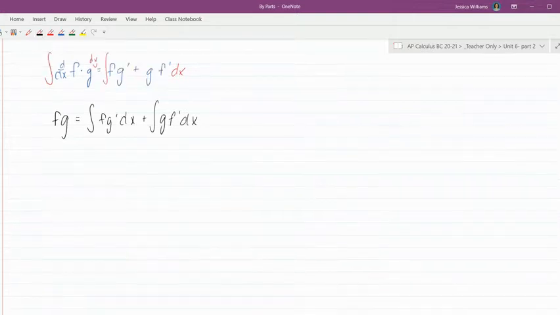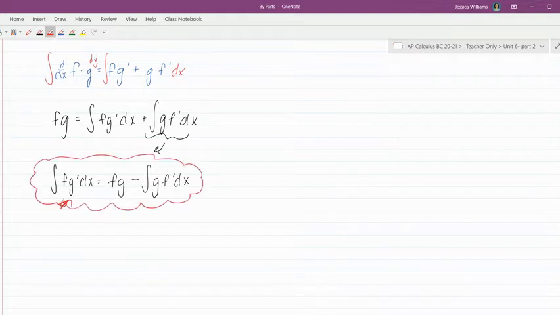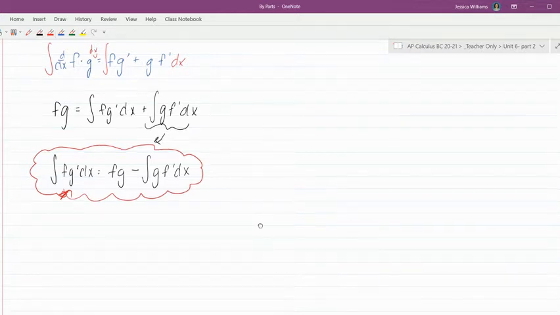Okay, and then no magic happening. We're going to take this term and subtract it over to the other side. So what we end up with, and I'm going to write it backwards too, is the integral of f g prime equals f g minus the integral of g f prime. That was no magic. That was pure manipulation. Ta-da, we're done. This is integration by parts. It doesn't mean anything to you because you don't really know what's happening. But if I just threw this at you, you would think I was crazy.